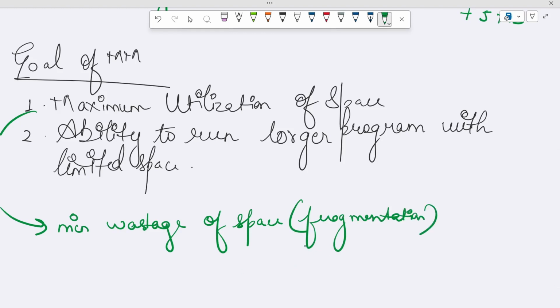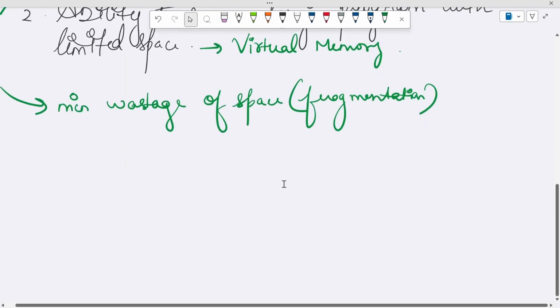Now the second point says the ability to run larger programs with a limited space, which means there is a concept of virtual memory, which basically helps achieve this goal. Virtual memory is a concept by which, from a limited space, you are able to run a larger program. How is this possible? How does it work? We will discuss this in a later part. So these are the goals of memory management.